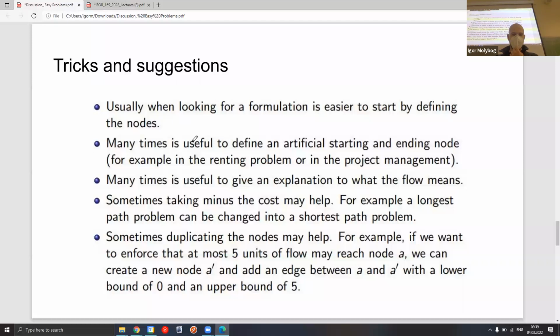All right. So here are some tricks and suggestions regarding this. Normally, when looking for a formulation, it's easier to start by defining the nodes, as you just saw that here we first defined nodes that correspond to tasks, and then we proceeded to formulate the arcs themselves. Many times it's useful to define artificial starting and ending nodes, and it's useful to give an explanation of what exactly a unit of flow means.